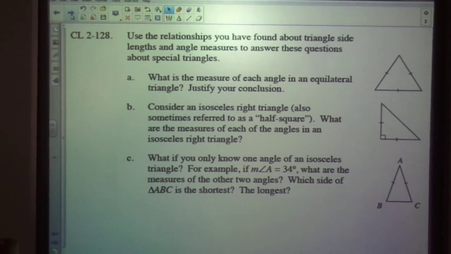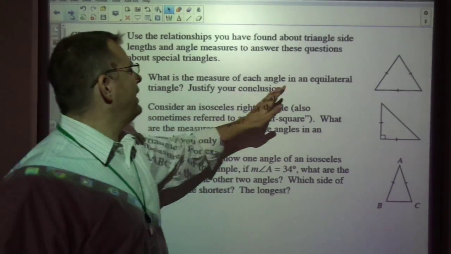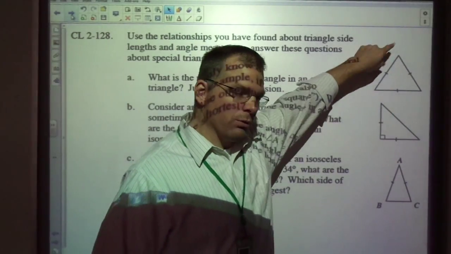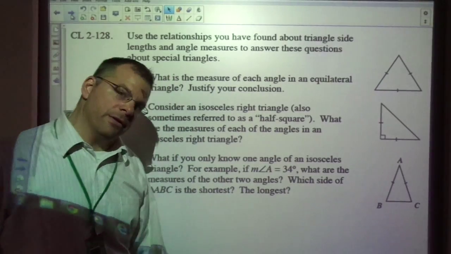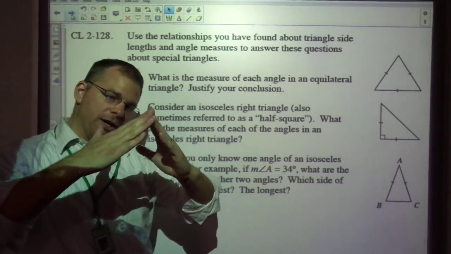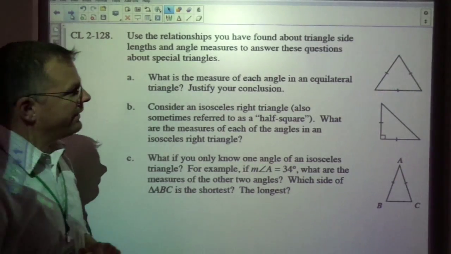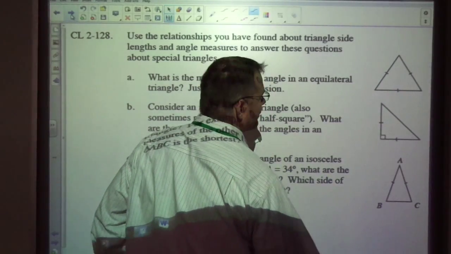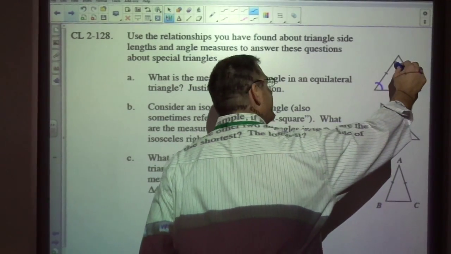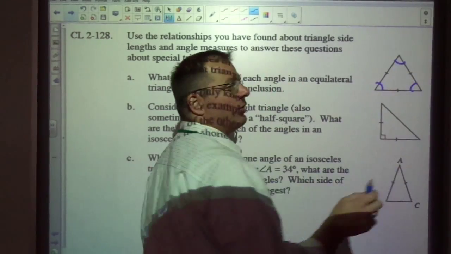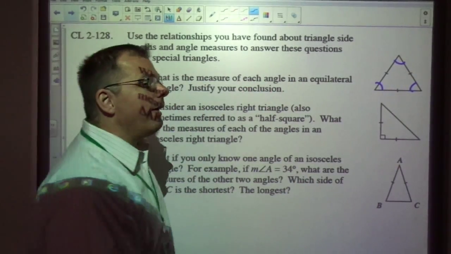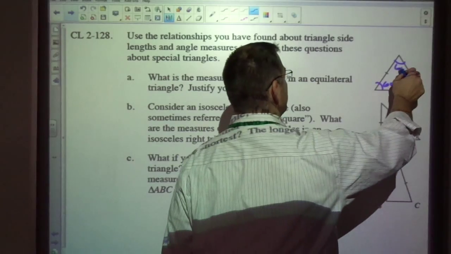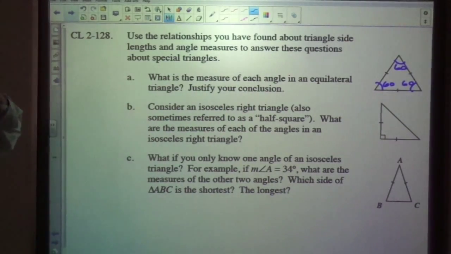In problem 128, it says to find the measure of the angle in an equilateral triangle and justify your conclusions. So if all three sides are equal, we know the biggest sides are always across from the biggest angles. We also know in an isosceles triangle, the base angles are always going to be equal. But in this one, if all the sides are equal, then the angles opposite them are equal. So this angle has to be the same as this angle and the same as that angle because the sides across from them are all equal. So if they all add up to be 180 and there's three of them, if we divide, that leaves 60, 60, and 60.